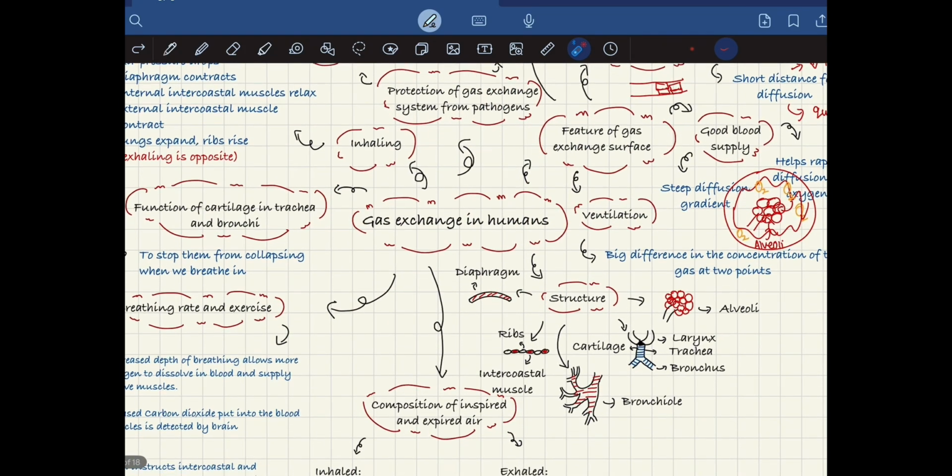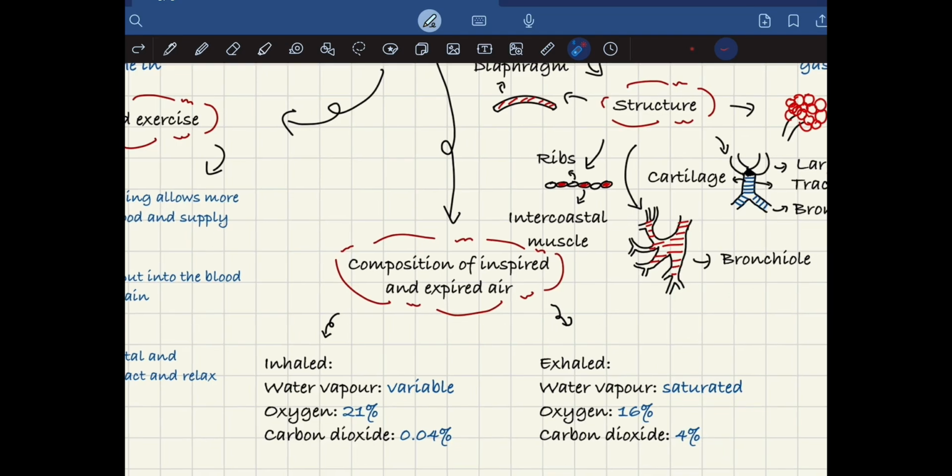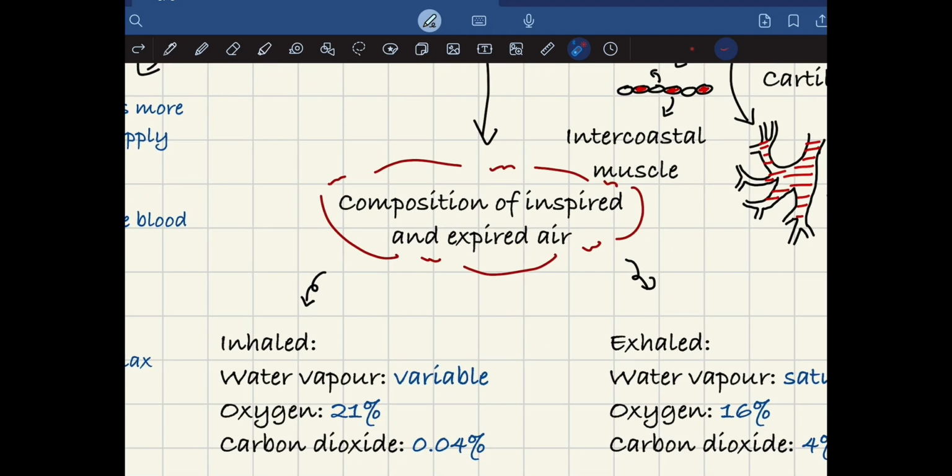Okay, so the next part to look into is the composition of inspired and expired air. When we're inhaling, we are inhaling three things: water vapor, oxygen, and carbon dioxide. Now over here, you don't really have to memorize the percentages or how much we inhale and exhale. The reason I have percentages over here is to basically explain to you why it is like that.